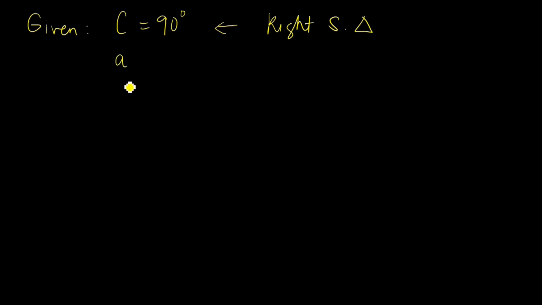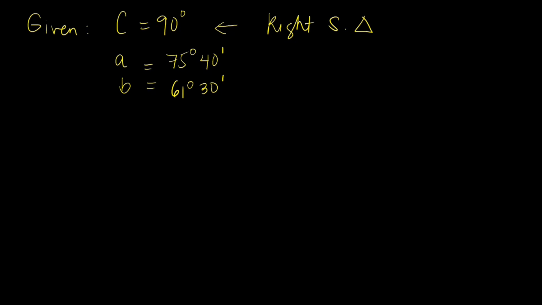So again, we have the given. Let us write the given first. We have C of 90 degrees. This is a clue that our triangle is a right spherical triangle. Then we have two other given parts. We have A that measures 75 degrees and 40 minutes, and B that is 61 degrees and 30 minutes.